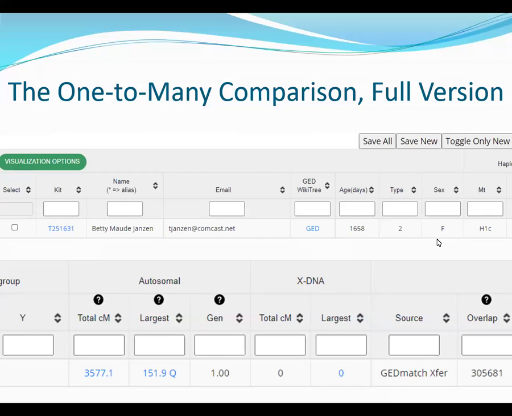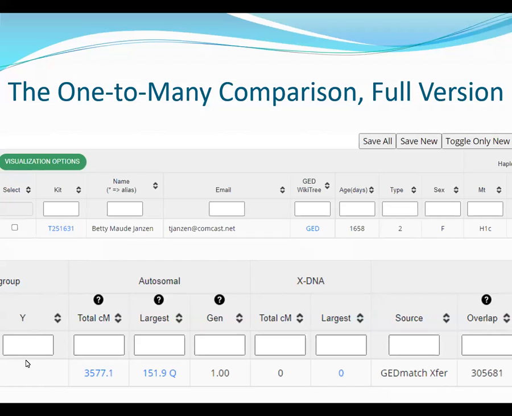I want to highlight the fact that these little up and down arrows, you can actually click on those and they will resort your match list by that particular field. So if you want to see who has a GEDcom file or a WikiTree address, you can click on that and it'll just pull up the people who have GEDcom files in the database.